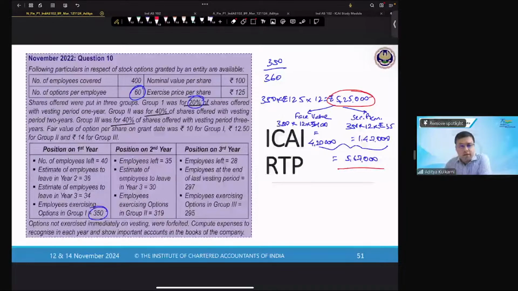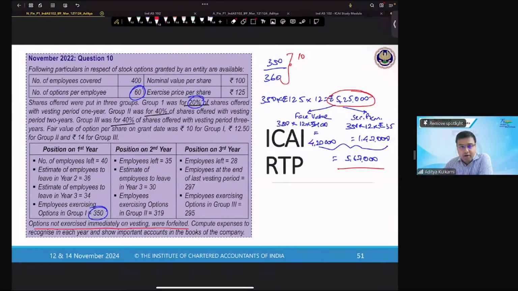Now we come to the next part. Out of 360, 350 employees only exercised. There are 10 employees who have not exercised. Can they exercise in the future? Answer is no. The question says options not exercised immediately on vesting were forfeited.